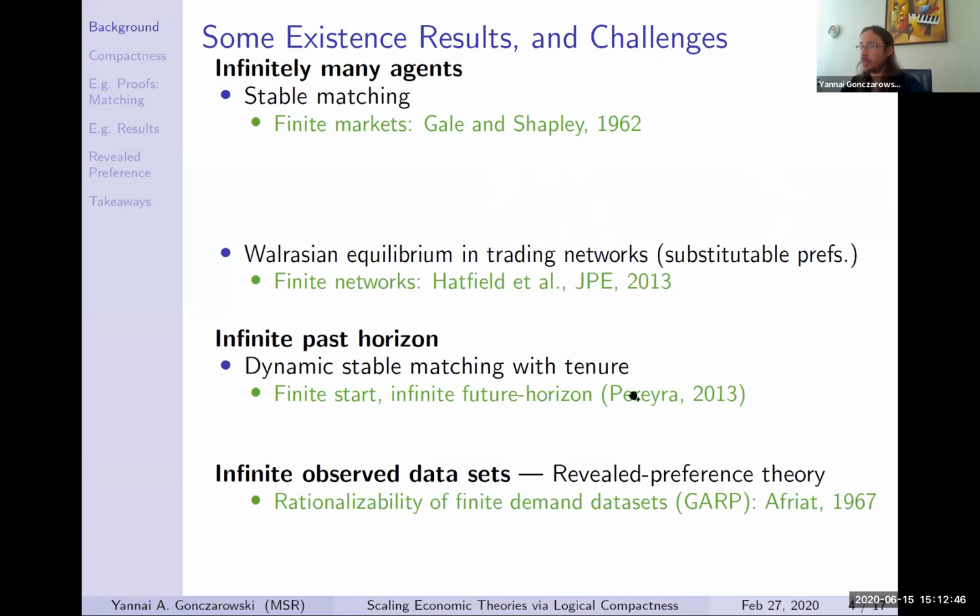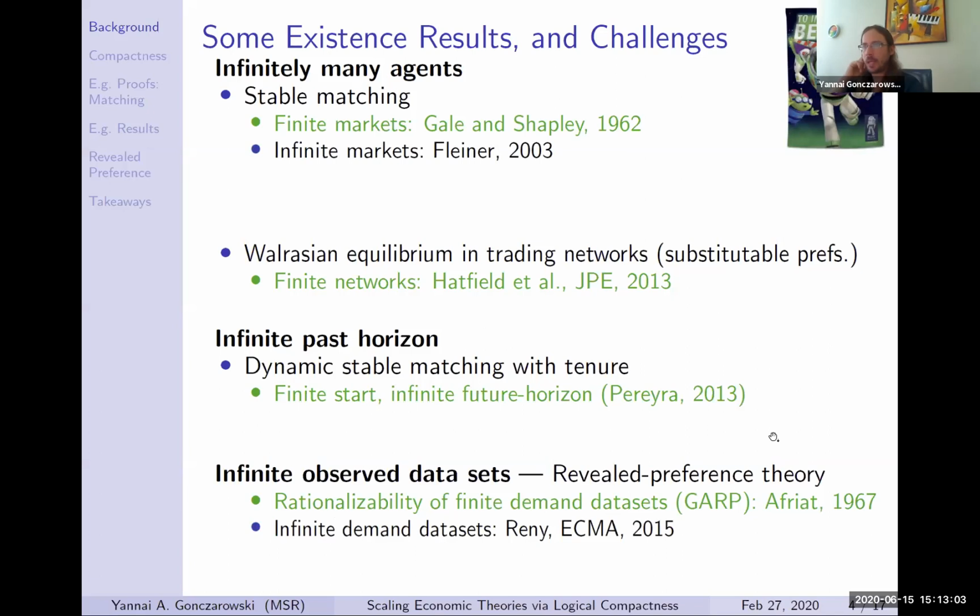I'm going to introduce this model soon. Some of you probably don't know that. And rationalizability of finite demand data sets if and only if they satisfy GARP. Afriat '67 is probably the result that needs least introduction out of all of these. And in some of these, we already have results for infinite markets.